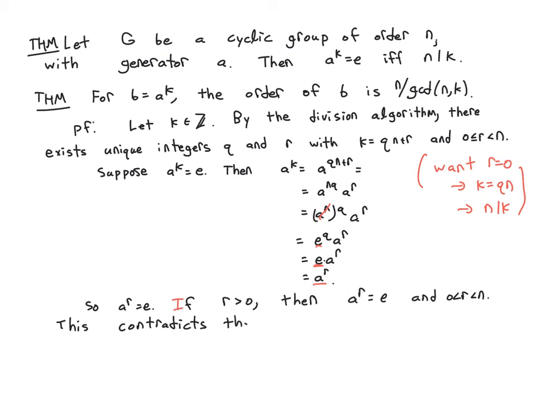This contradicts the fact that n is the order of a. Right, the definition of order is the smallest positive integer such that this equation is true, and you just found a smaller positive power. And that's not supposed to happen. So, whoops, we have a contradiction. The only way out is that this additional assumption must be false. So r must be 0.